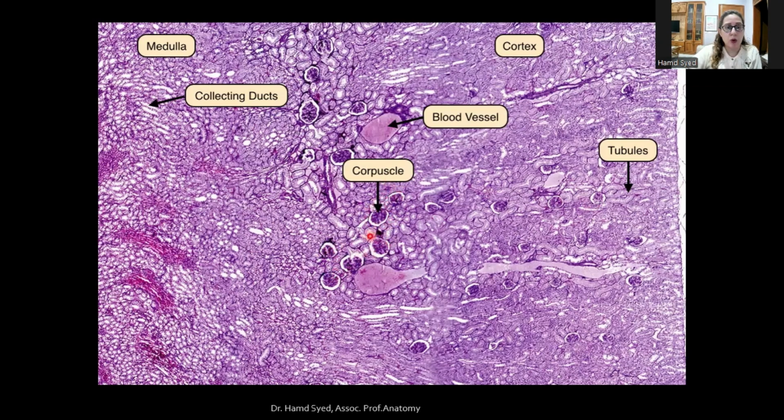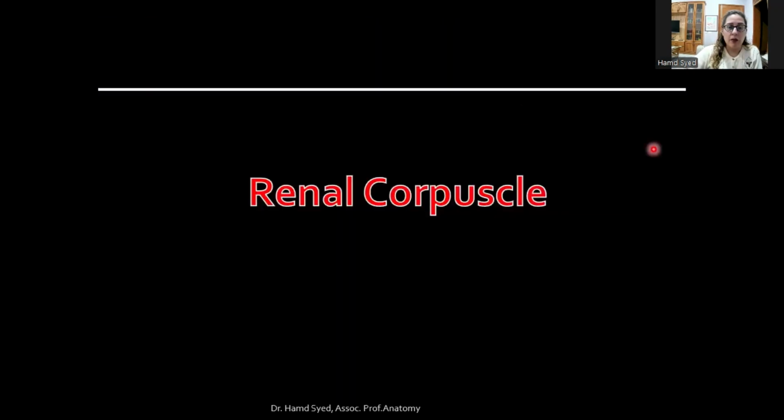You can see several renal corpuscles in this histomicrograph, and other sections are through the collecting ducts and also through the tubules, which could be proximal or distal convoluted tubules. If we generally look at the region, this here is the cortex, and over here is the medulla. The collecting ducts are present over here, and this is a panoramic view of the microstructure of the kidney. Now let's focus on an individual renal corpuscle.